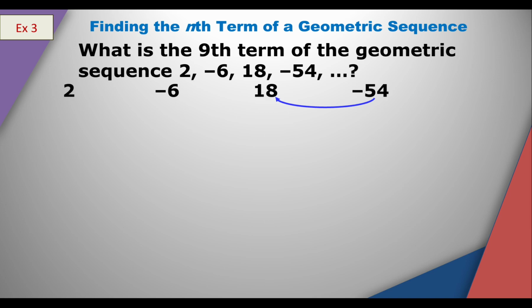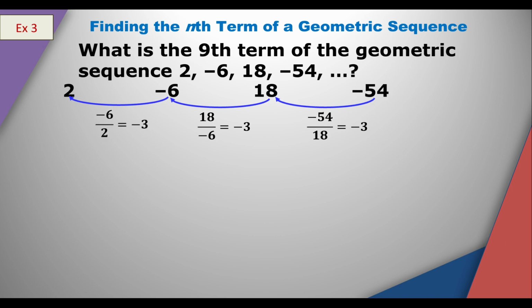So we have negative 54 divided by 18, you have a negative 3. 18 divided by a negative 6, you have a negative 3. And negative 6 divided by 2, you will have a negative 3. Thus, we can clearly say that the common ratio is equivalent to a negative 3. Thus, we can use that now in the formula.